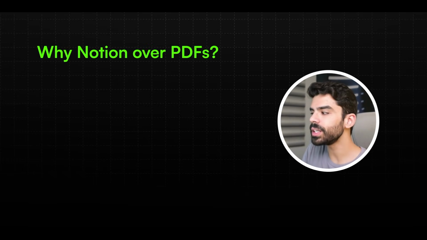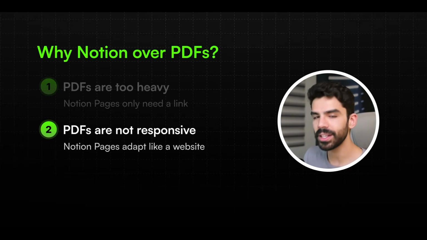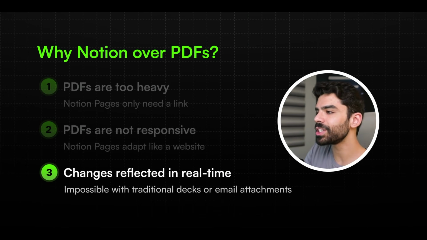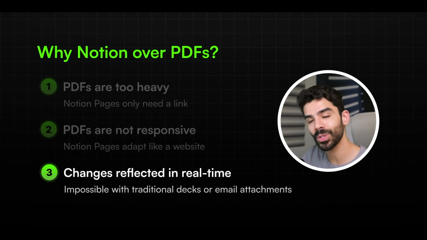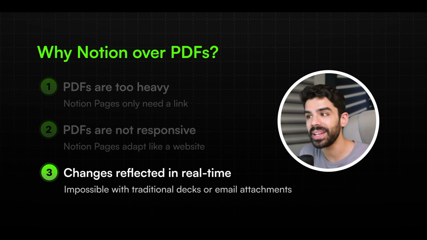Now, the alternative to this is a PDF, but PDFs are very heavy in their size and they're not responsive, right? If somebody opens it on their phone, the text is very small, but here the text is adapting to the phone size because it's almost like a website. And if I make a change here, it is reflected in the final outcome as well. So whoever has the link will see the final text that I am updating here. That is impossible in a deck or any document that you've already sent as an email attachment.